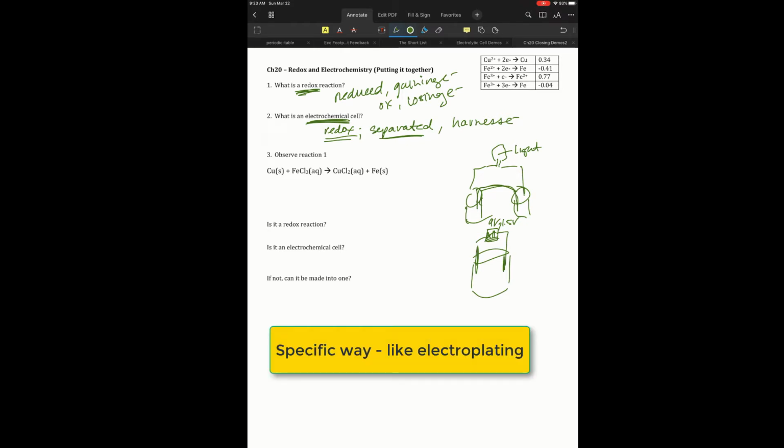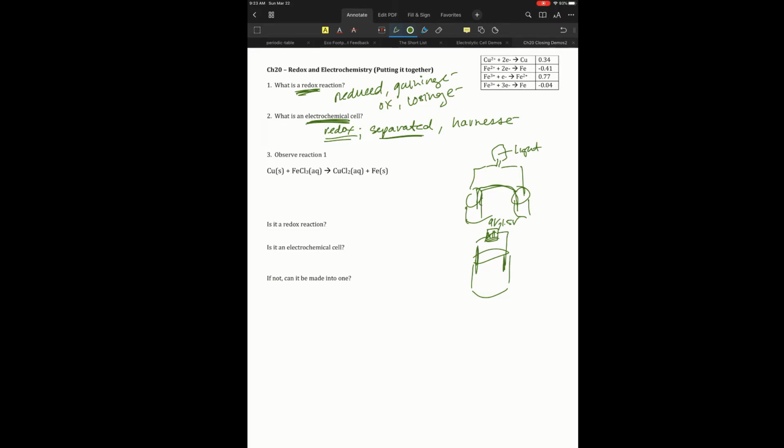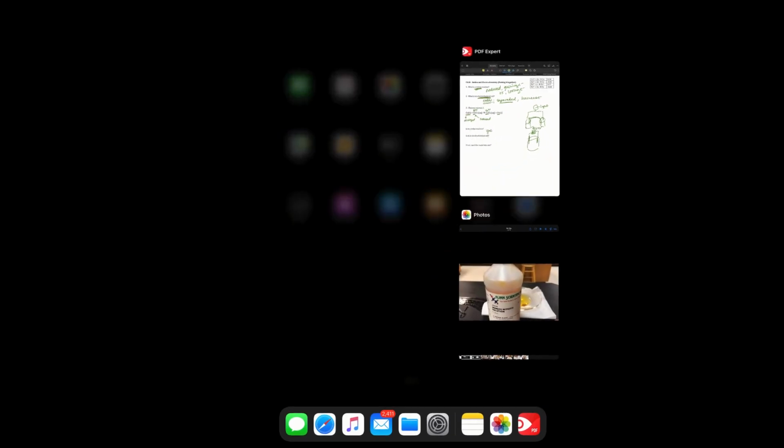So it says that we're going to observe reaction 1. Since we're given a reaction, we already know this reaction says that copper is oxidized. And alternatively, this goes from Fe3+ to Fe, which means this is reduced. So that's the reaction that we are proposing. Is it a redox reaction? Clearly. Is it an electrochemical cell? You can't answer that without seeing the setup for the process.